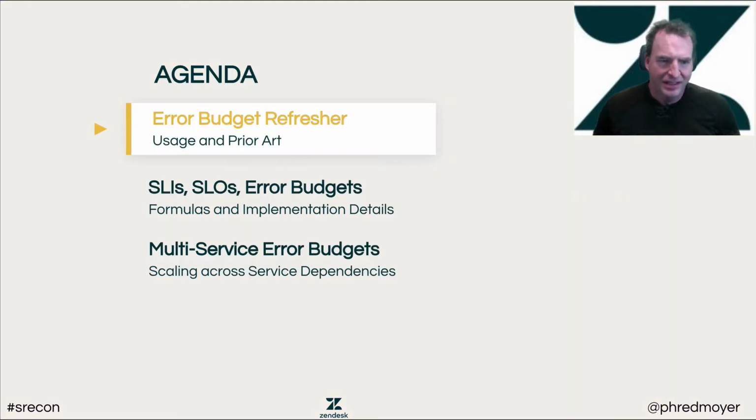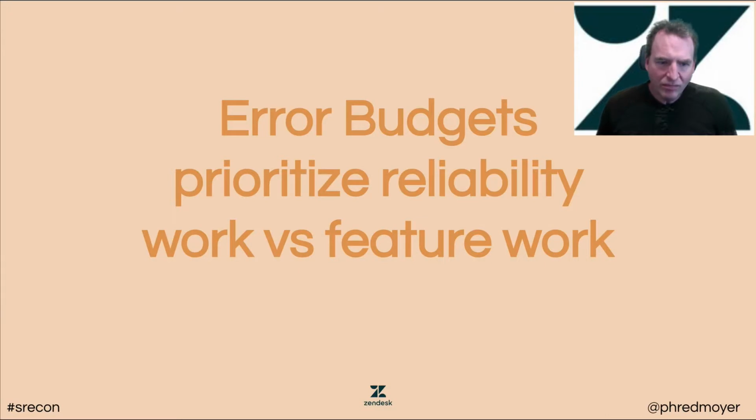Alrighty. So a quick overview of what we'll be going over. First, a quick error budget refresher, followed by the formulas and implementation details. And finally, we'll look at error budgets across service dependencies. So first, a quick error budget refresher.